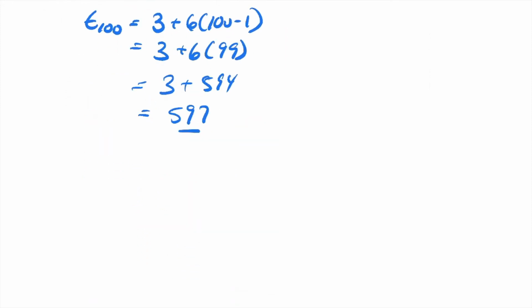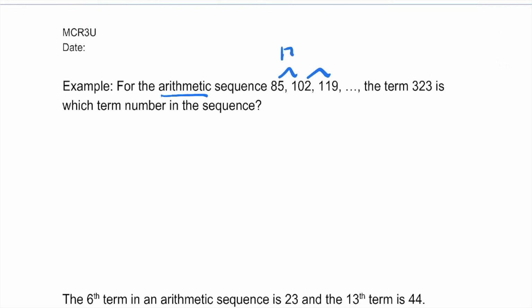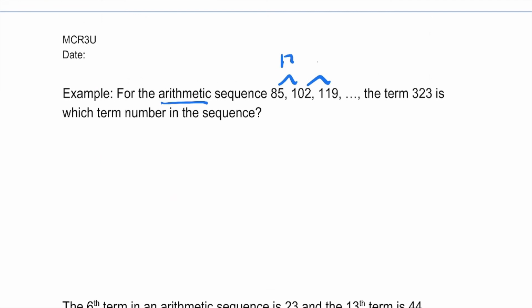Let's have another example. Here we're told that we have an arithmetic sequence, and we need to calculate the common difference. 102 minus 85 is 17. Let's confirm: the next one, 119 minus 102, is 17 as well. So that implies that d is 17.